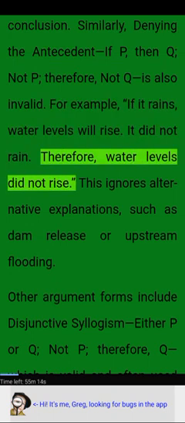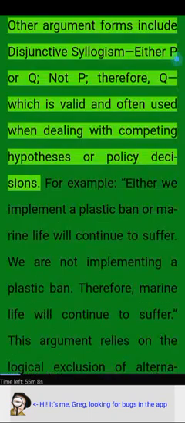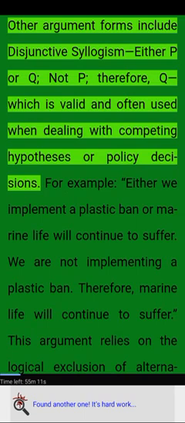It did not rain. Therefore, water levels did not rise. This ignores alternative explanations, such as dam release or upstream flooding. Other argument forms include disjunctive syllogism: either P or Q, not P, therefore Q, which is valid and often used when dealing with competing hypotheses or policy decisions.